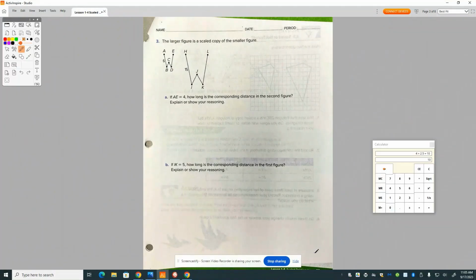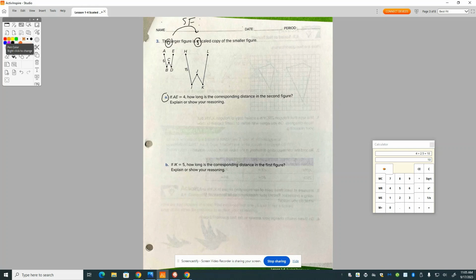So on the next page, question 3 is telling us that the larger figure is a scaled copy of the smaller figure. So automatically I know if this is my scaled copy and this one's my original, there exists a scale factor, a number that multiplies all my corresponding parts and distances on the original to equal the corresponding distances or lengths on my scaled copy. So let's go ahead and read question A to see if that helps us. If AE equals 4, how long is the corresponding distance in figure C?